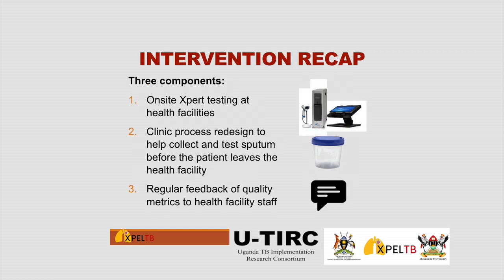The intervention arm also has three components. As we were discussing earlier this morning, there's going to be an on-site expert machine doing on-site expert testing at the health facilities. And then there's also, in addition, clinic process redesign to really help collect and test sputum before the patient leaves the health facility. And then finally, regular feedback of quality indicators, quality metrics, to the health facility staff. So those are the two arms. This is the intervention arm, and then the standard of care, or routine care.